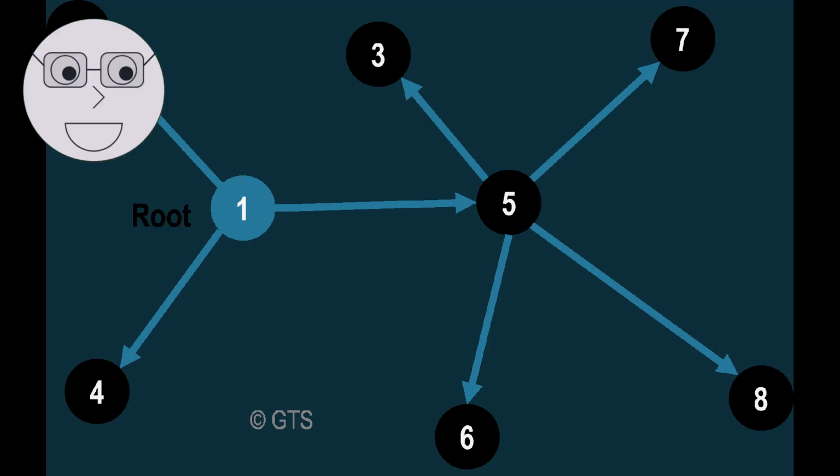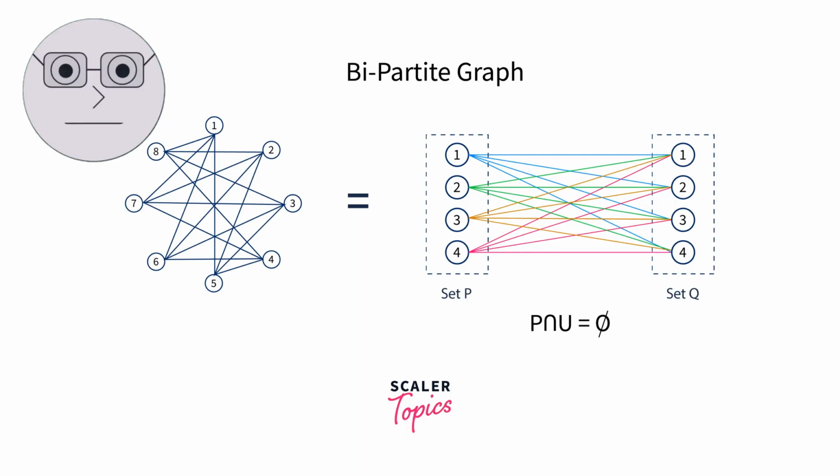A tree is a connected graph. A forest is a disjoint union of trees. A bipartite graph is a graph in which the vertices can be partitioned into 2 sets such that there are no edges between vertices in the same set. A complete graph is a graph in which every pair of distinct vertices is connected by an edge. A clique is a subset of vertices in a graph that form a complete subgraph.